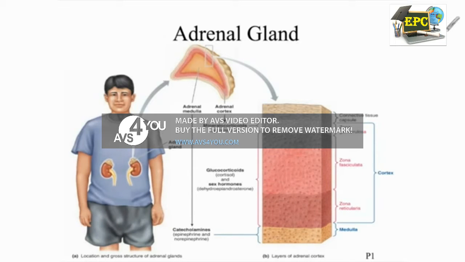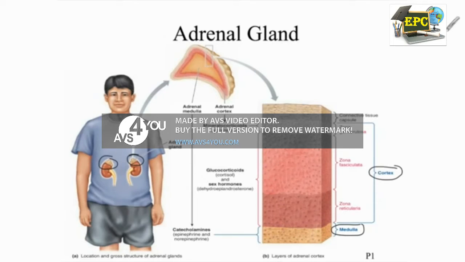So in this diagram, we can see the location of the adrenal gland. It is basically a retroperitoneal structure, and it sits above the superior pole of both kidneys. And if we take a cross-section to see the different layers of the adrenal gland, we can see it is divided into two main layers. The first one is the cortex, and then we have the medulla.